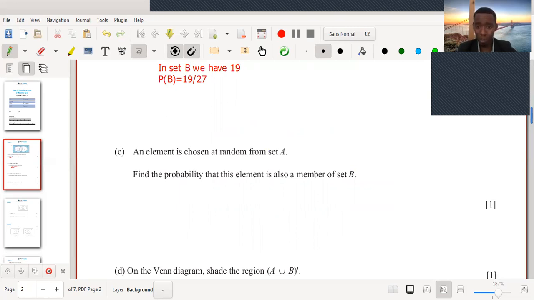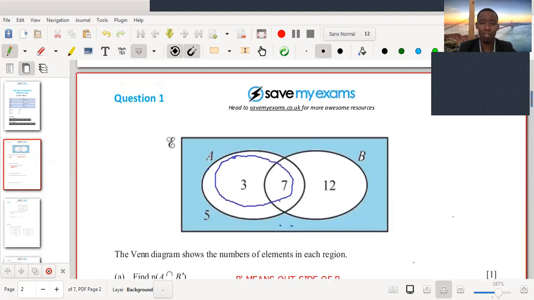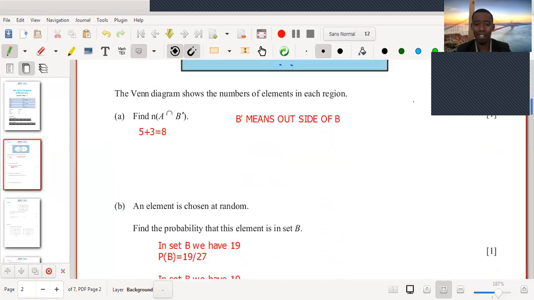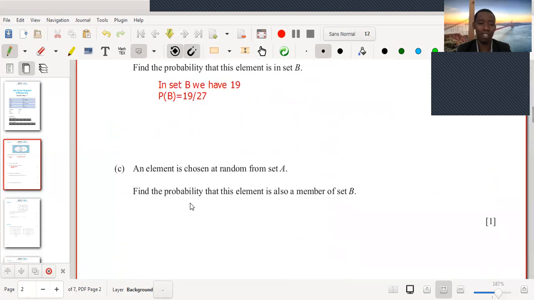Now, let's look at the intersection of set B and set A. Set A is here, and set B is here, and we are choosing in set A. So which element is in set A and also in set B at the same time? You can see 7, right? This one here. So that means 7 over 10. The probability will be equal to 7 over 10. Does it make sense? I think so.